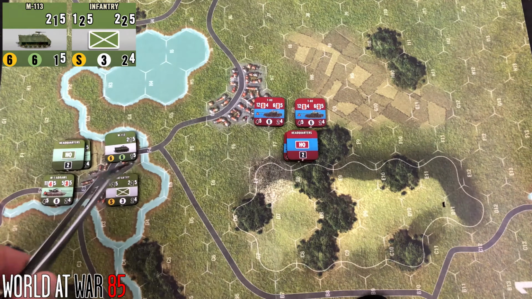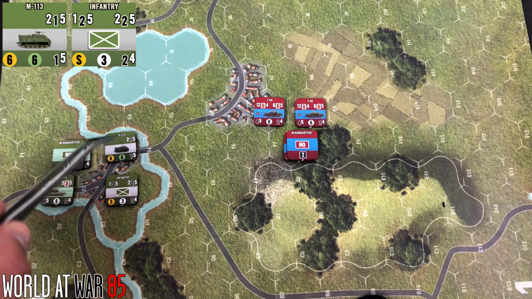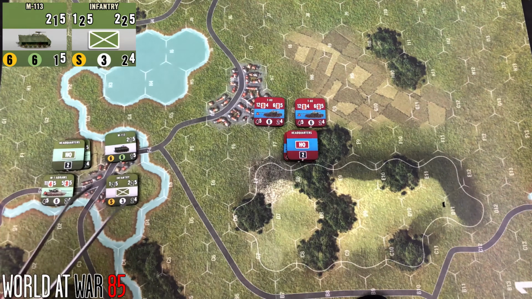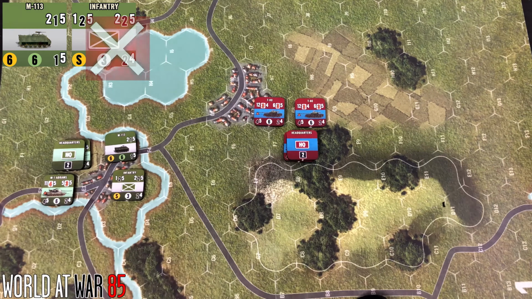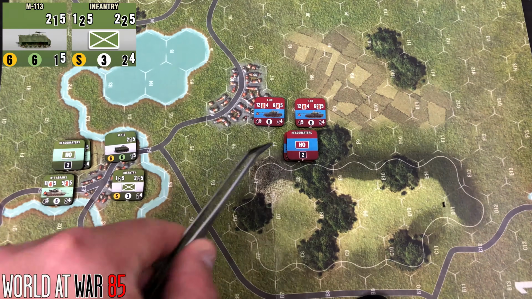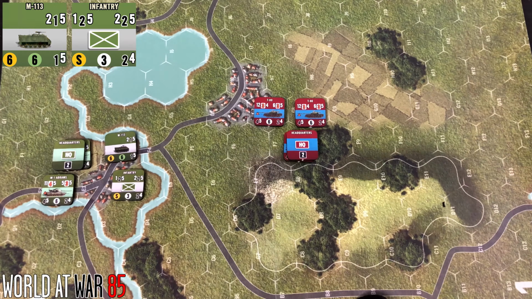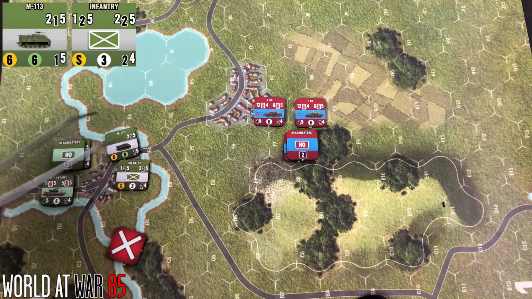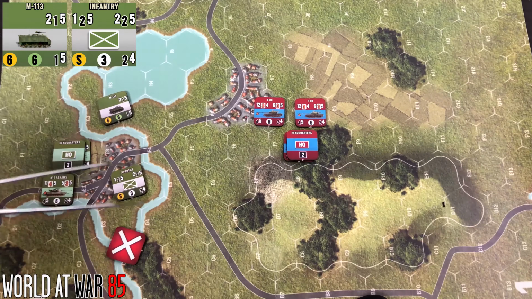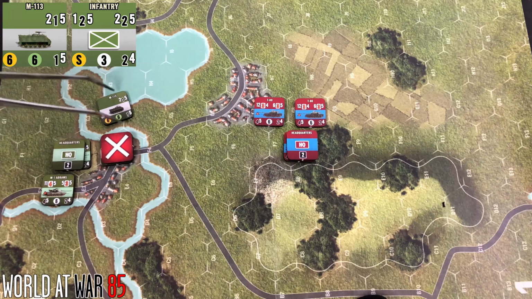So if the transport unloads the infantry into its own hex or into an adjacent hex, then the infantry are going to be marked ops complete at that point. You do have the opportunity to unload into an enemy controlled hex, but we'll discuss that here in just a second. So just to show a couple of quick examples, let's say our infantry here unloaded into the hex that the M113 was in. They would be marked as ops complete.